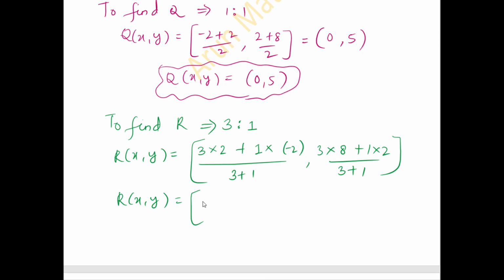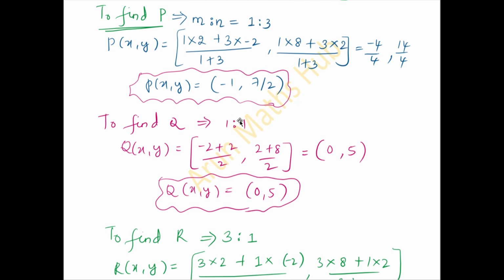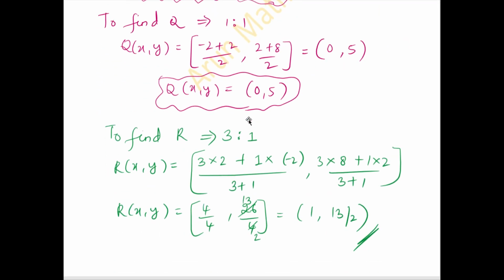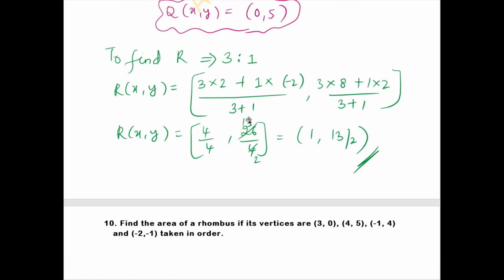Three 2s are 6, 6 minus 2 is 4 divided by 4 comma 3 8s are 24 plus 2 is 26 by 4. We get 4 by 4 is 1, then 26 by 4 is 13 by 2. Therefore, the point R x comma y equals 1 comma 13 by 2. Therefore, the required points are P is minus 1 comma 7 by 2, Q is 0 comma 5, and the point R is 1 comma 13 by 2.